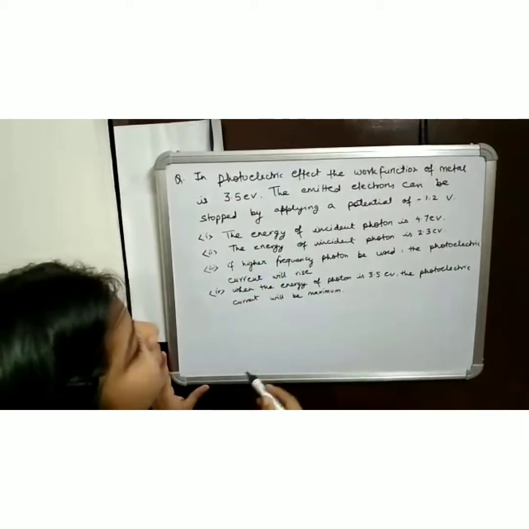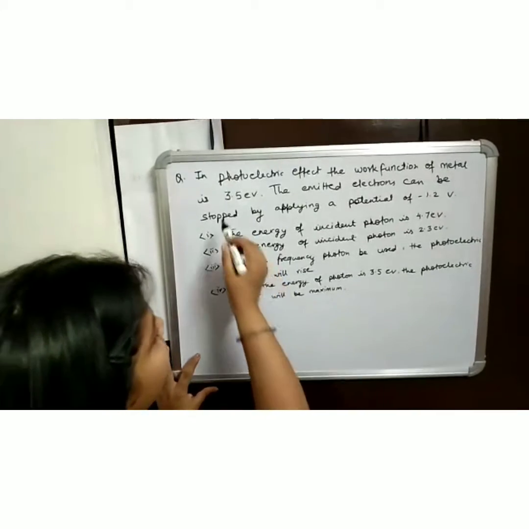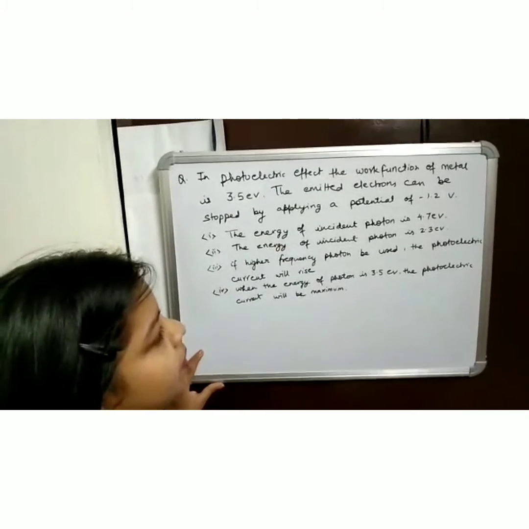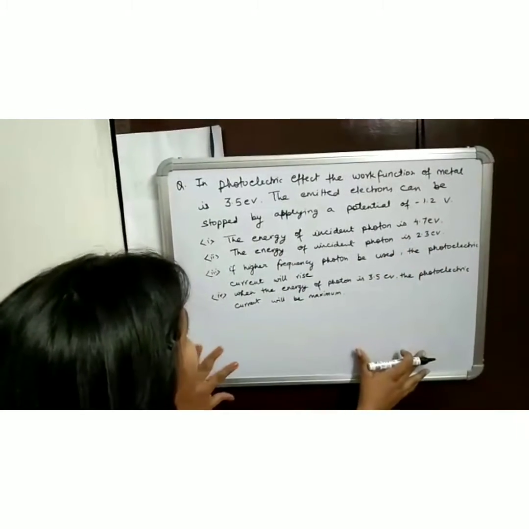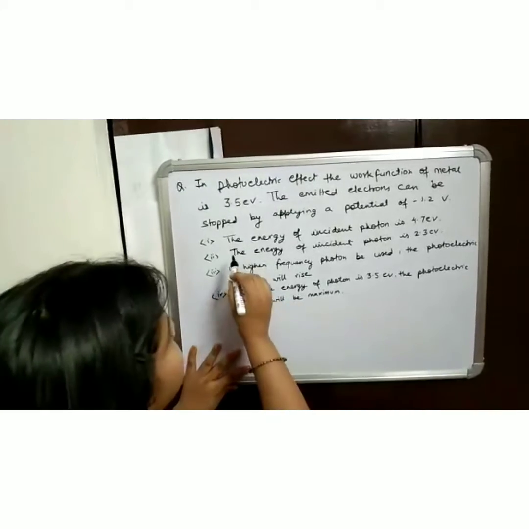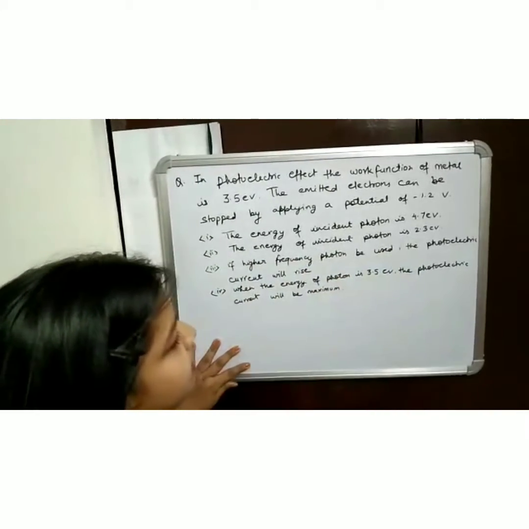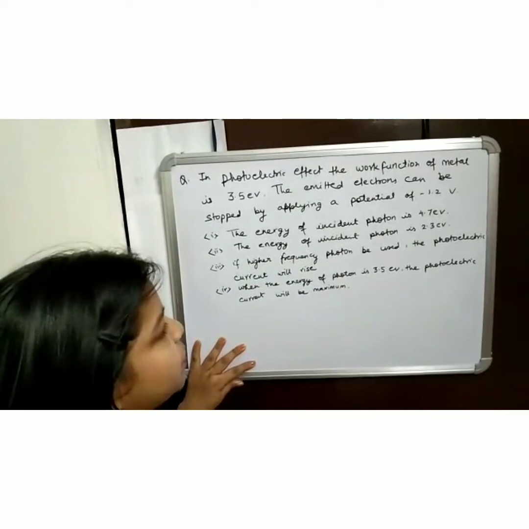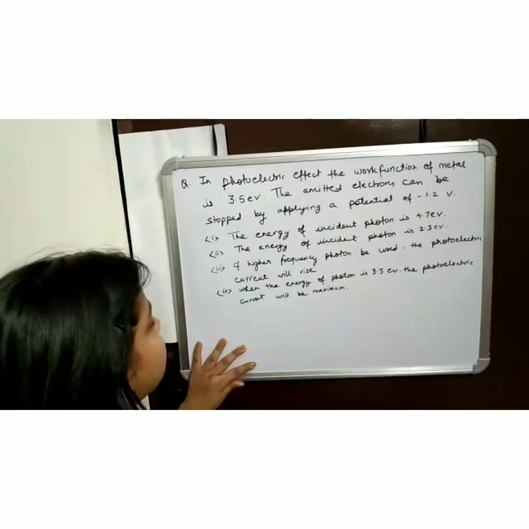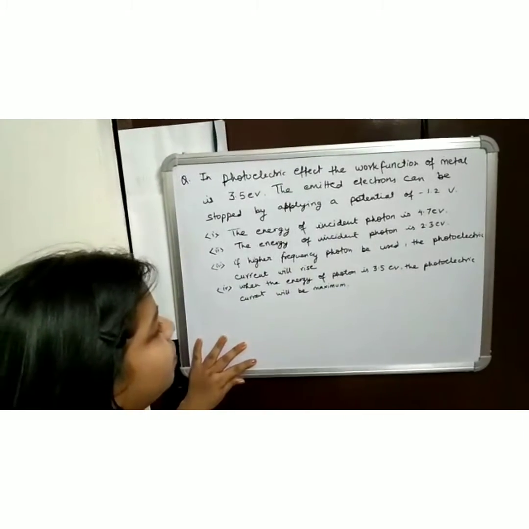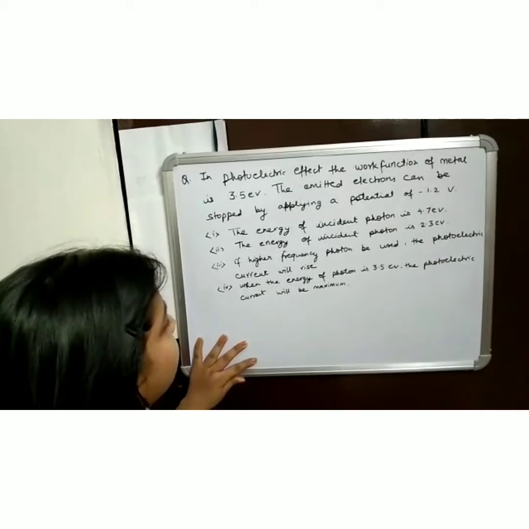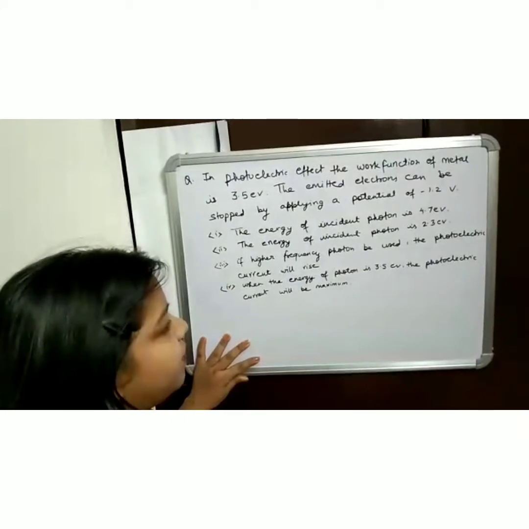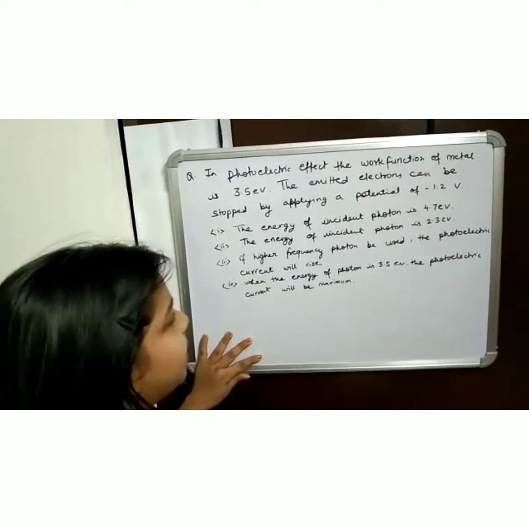In the photoelectric effect, the work function of a metal is 3.5 electron volt. The emitted electrons can be stopped by applying a potential of minus 1.2 volt. Here are four options. Option 1 says the energy of the incident photon is 4.7 electron volt. Option 2, the energy of the incident photon is 2.3 electron volt. Option 3 says if a higher frequency of photon is used, the photoelectric current will rise. And the fourth option says when the energy of the photon is 3.5 electron volt, the photoelectric current will be maximum.